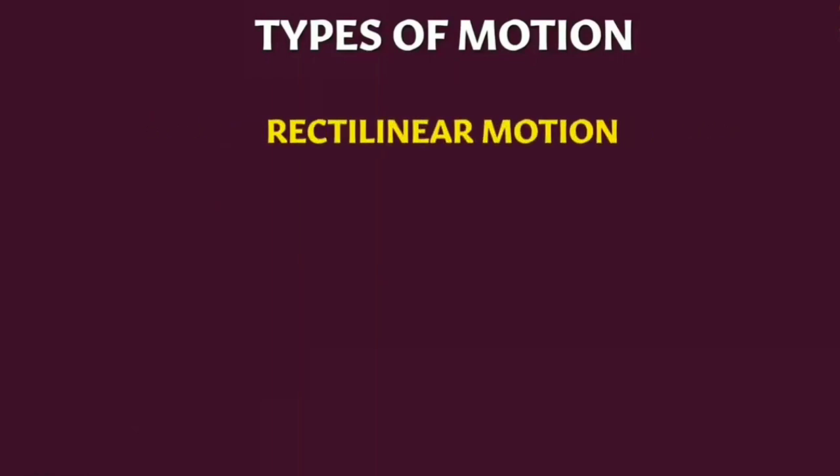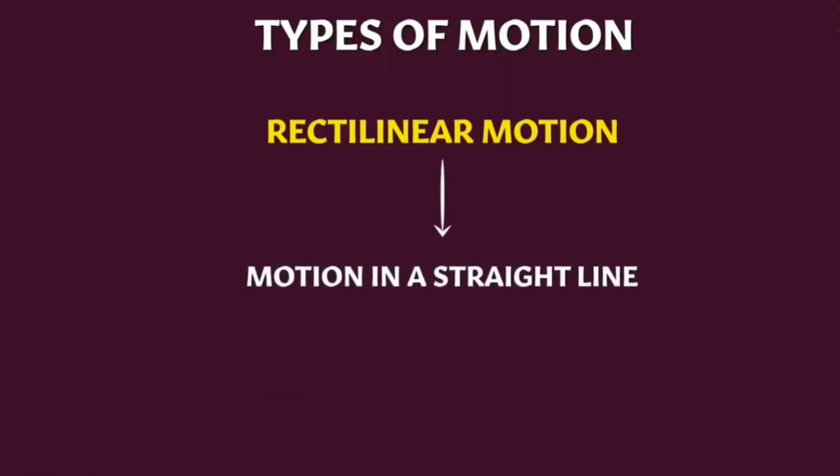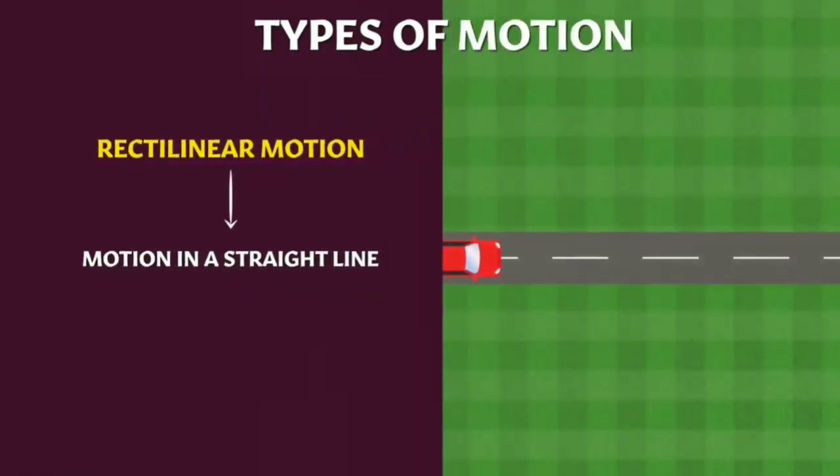Let's discuss about the different types of motion now. The simplest type of motion is called the rectilinear motion. Notice that there is a word line in there. So we define this type of motion as a motion in a straight line. Yes, rectilinear motion is nothing but motion in a straight line. So if an object is moving along this straight line path, we say that it's performing rectilinear motion. For example, when a car is moving in a straight line on a straight road, it's performing rectilinear motion.